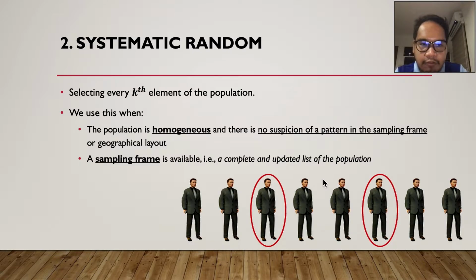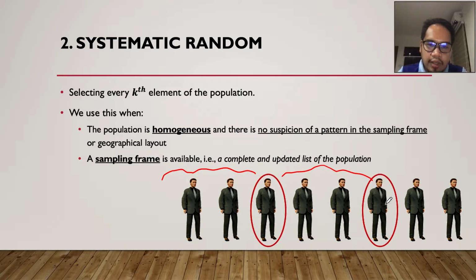For illustrative purposes, for example, if our k, which is the kth element, is 3, then we choose every third participant in our study. So we skip count 1, 2, 3. We get this person right here because he's the third person. And then we do that continuously. 1, 2, 3. Okay, we also get this name here. So imagine that we're going to do that on a list. That's how we do systematic random sampling.